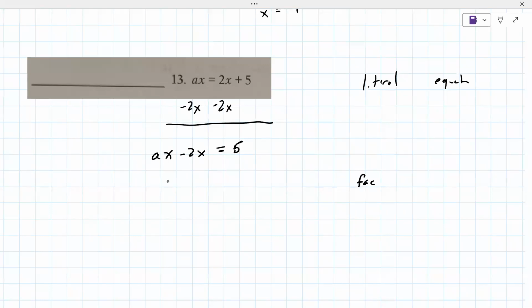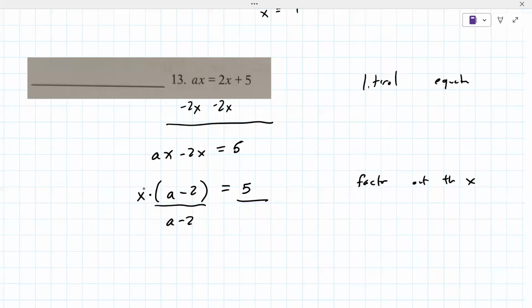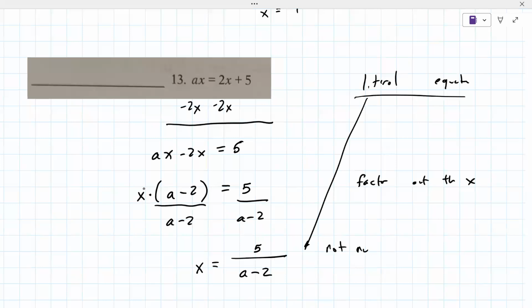This is where it's a little bit weird. You factor out the x, and you get a minus 2 times x equals 5. There's really a multiplication right here. So how do you undo the multiplication? Division. You divide both sides by a minus 2. What does that mean? Well, it doesn't mean anything. It just means that's the answer. That's what's meant by a literal equation. It's not numerical, it's not a number. It's just a representation.